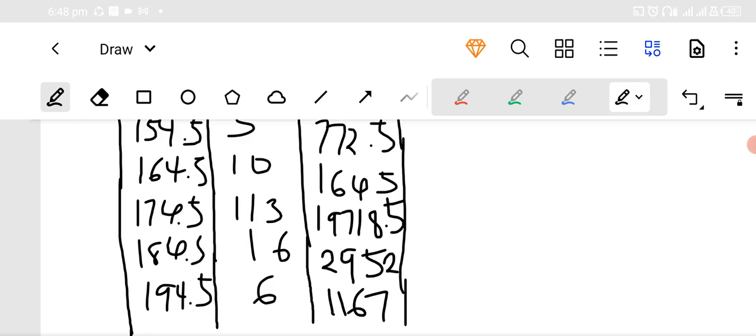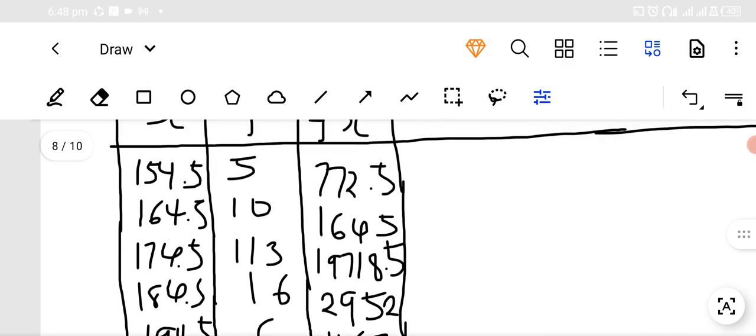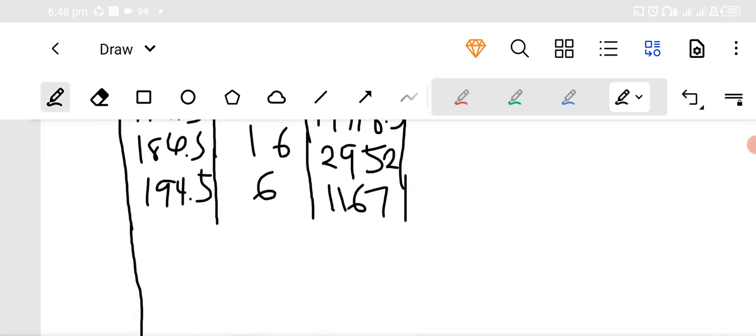So 194.5 times 6, 184.5 times 16, 174.5 times 113, and 164.5 times 10, 154.5 times 5, like that, simple as that. And then we need to add, so we can do something like this. We can drop it more like that.